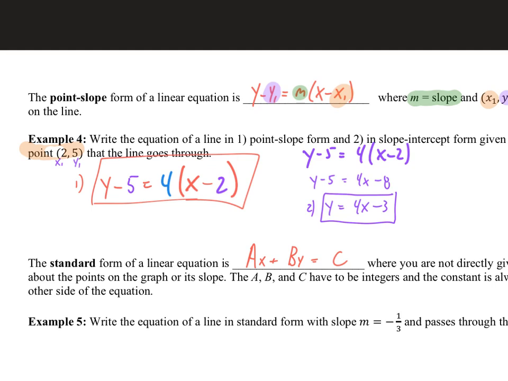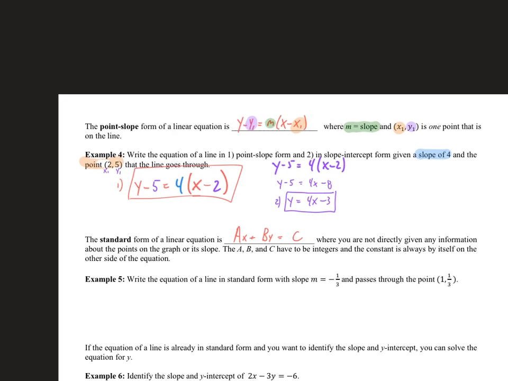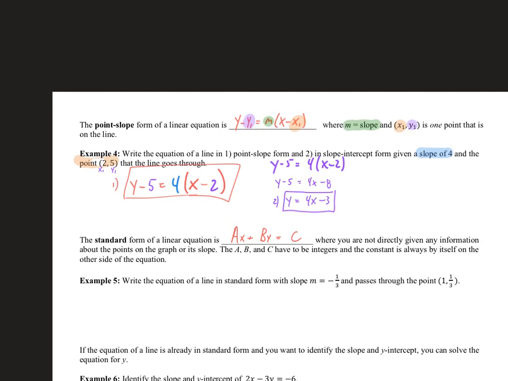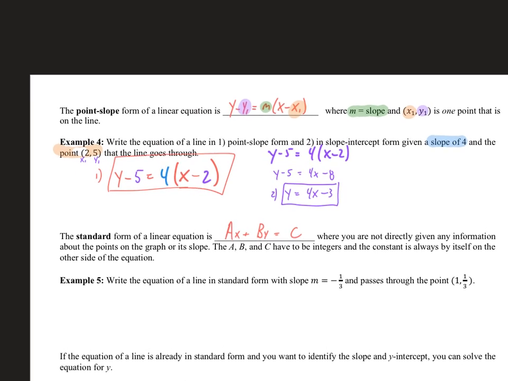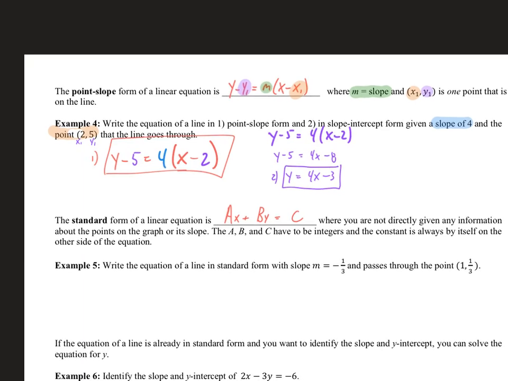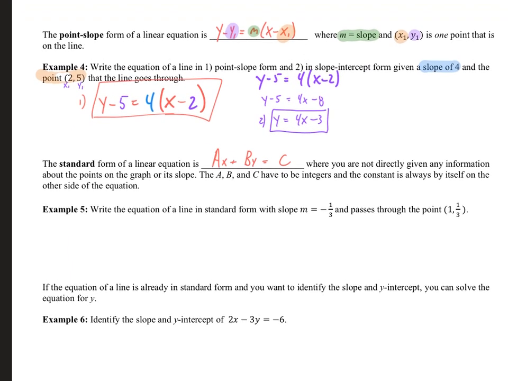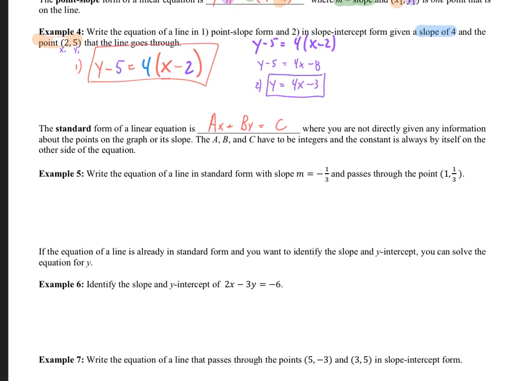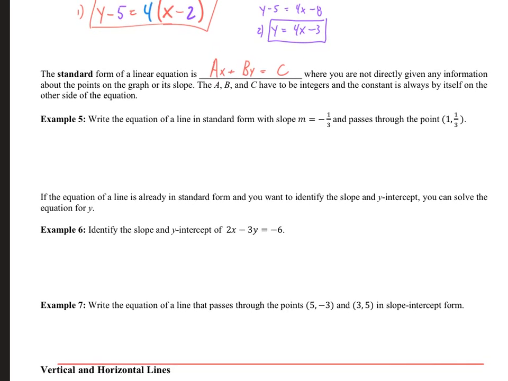Comparing slope-intercept to point slope, the only thing that's the same is that the slope is still 4. But now we know the y-intercept rather than just this random point on the line. So there are the two equations they asked us to write. Make sure you're reading the instructions about how you're supposed to write the equation and what form they want it in.